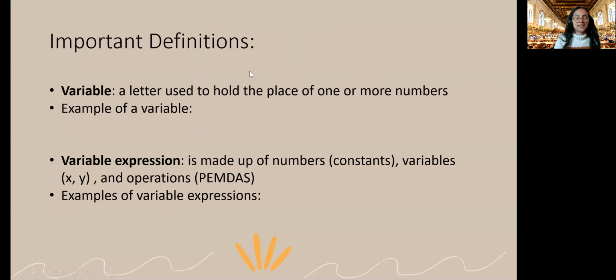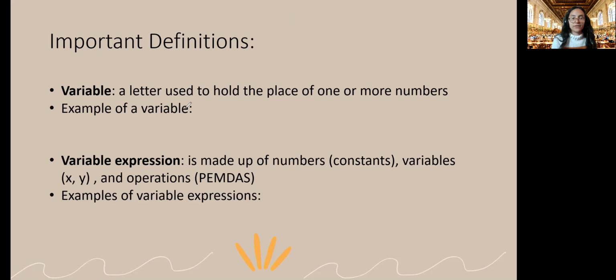So in today's lecture, we're going to talk about variables. We're going to start off with some important definitions. A variable is a letter used to hold the place of one or more numbers. To say this more simply, a variable is a letter and it represents a number. Usually it's an unknown number. Usually we know the number if it's given to us, but it is a letter that represents one or more numbers. So let's go ahead and fill this in for some examples.